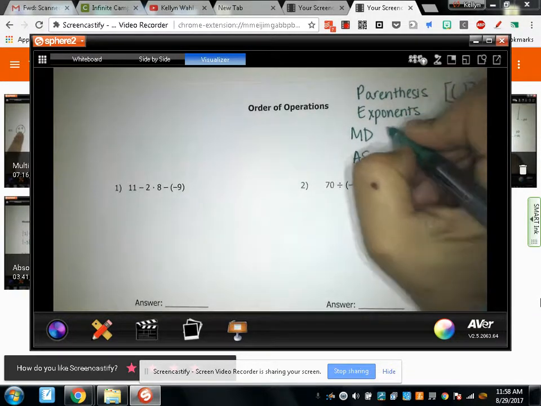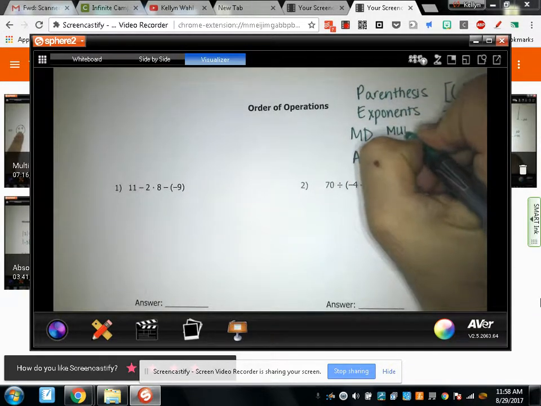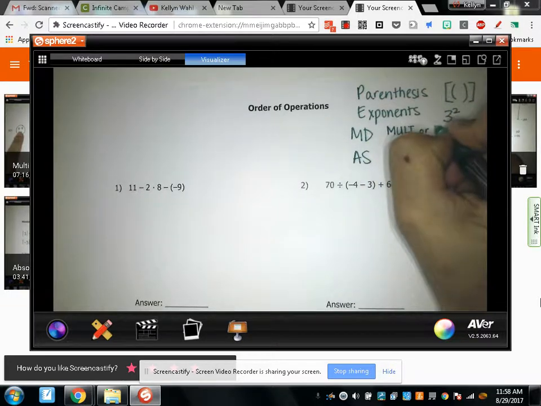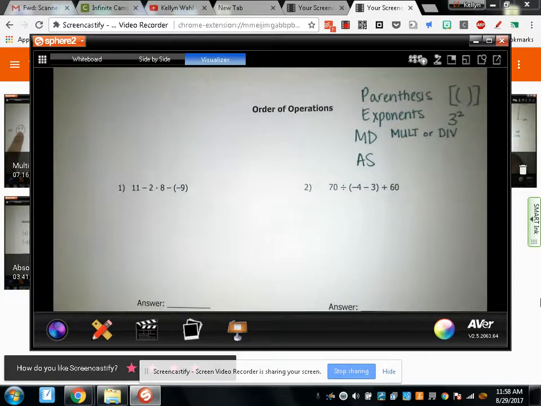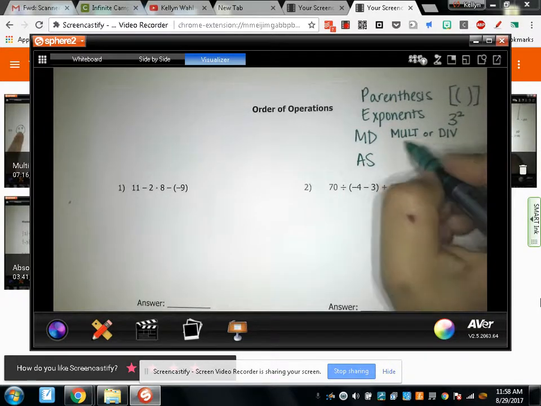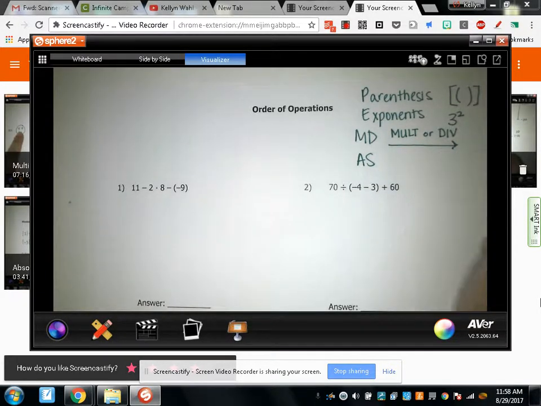Then you're going to be looking for any multiplication or division. Multiplication does not always come before division. They're on the same level, so you're going to tackle these from how they appear left to right.